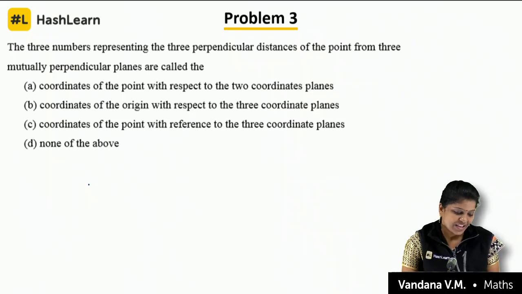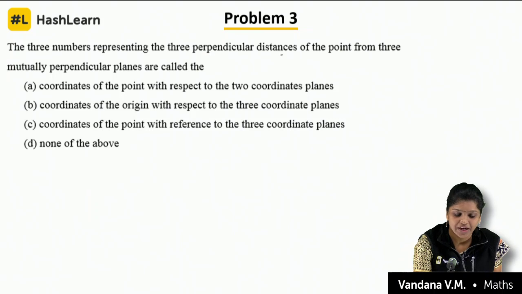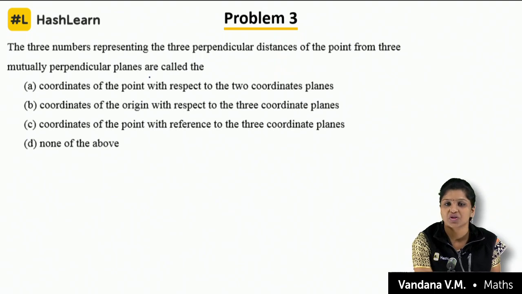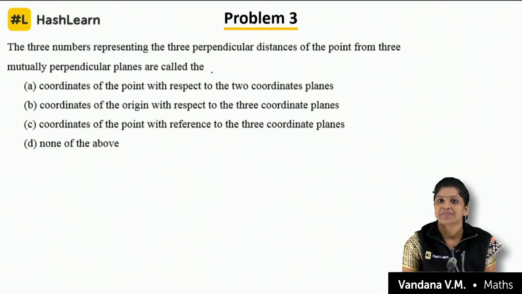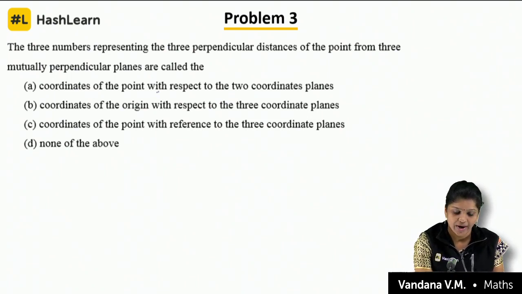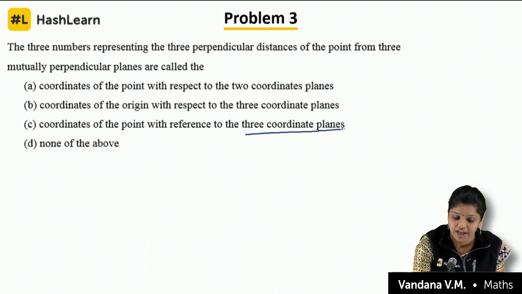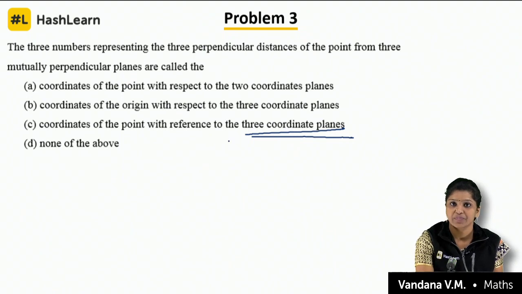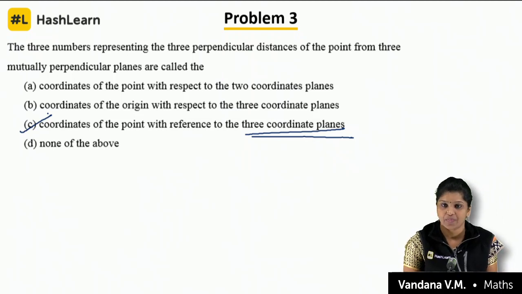The three numbers representing the three perpendicular distances of the point from three mutually perpendicular planes. Which are the mutually perpendicular planes? X, Y and Z are called. I am going to call that system as what? Easily you can pick the option: coordinates of a point with reference to three coordinate planes. The mutually perpendicular planes, I am representing a point. So, that is a point with the reference of the coordinate planes. Clear? Okay, next.